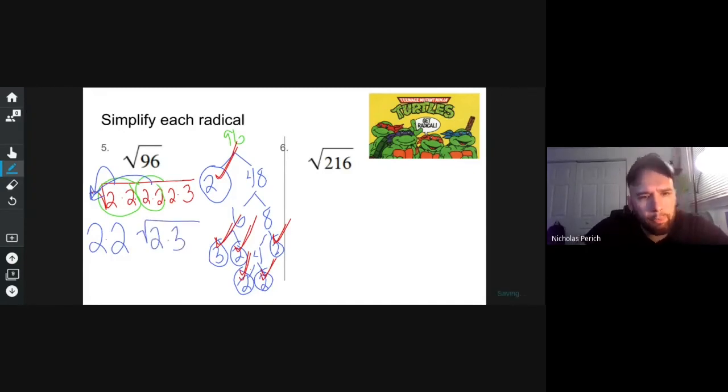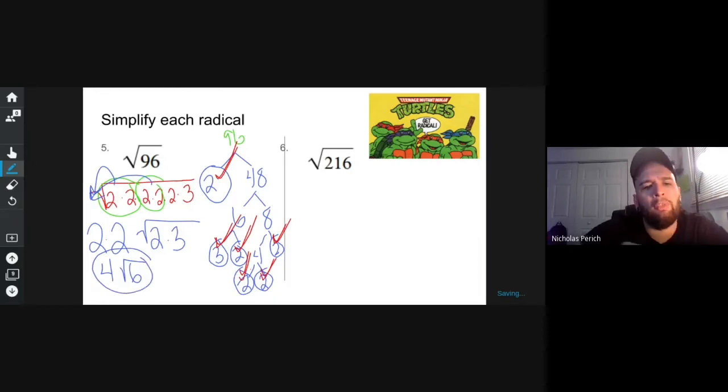What's left inside is the square root of 2 times 3. So what I did is 2 times 2 is 4 on the outside. On the inside, I have the square root of 6. And that's how I simplify a radical.